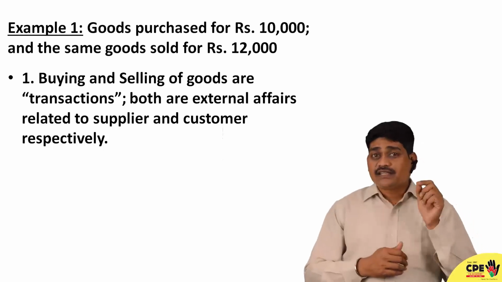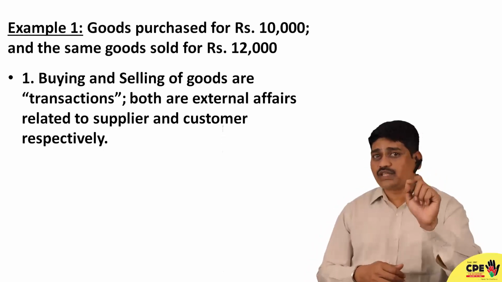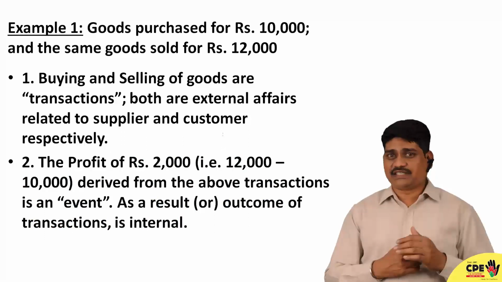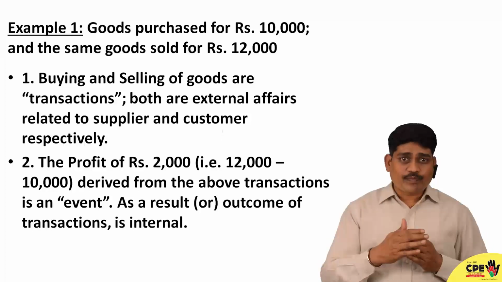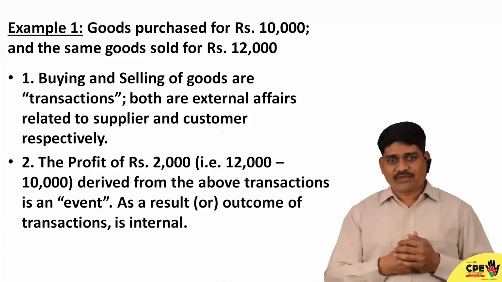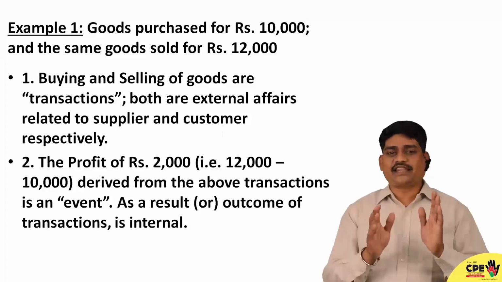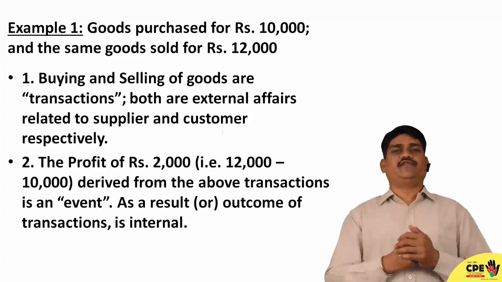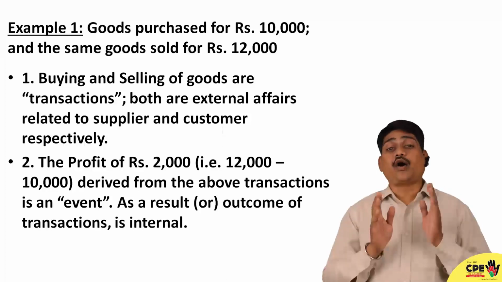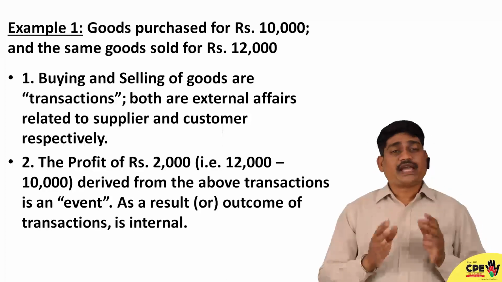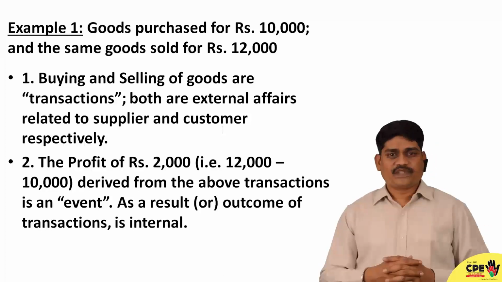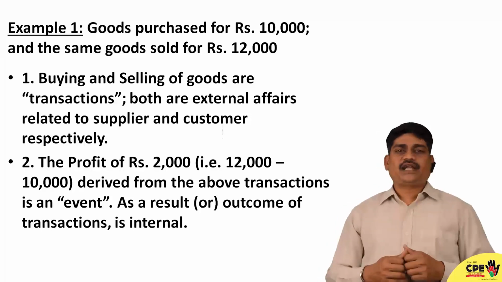Now we can see there is a profit of 2,000. In this particular example, 2,000 rupees profit is there. How? 12,000 rupees we realized from our customers and the cost incurred is 10,000 only. So the profit derived from the above two transactions is an event. It is a result or outcome of transactions. As we know, it is a pure internal one. Is it clear? Good. Now we'll see the next example.